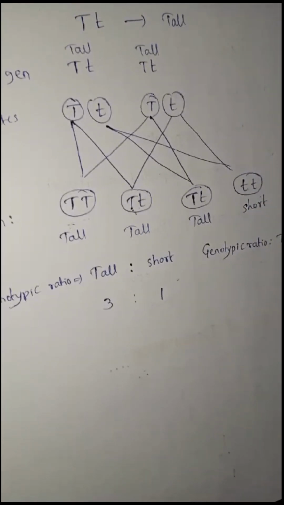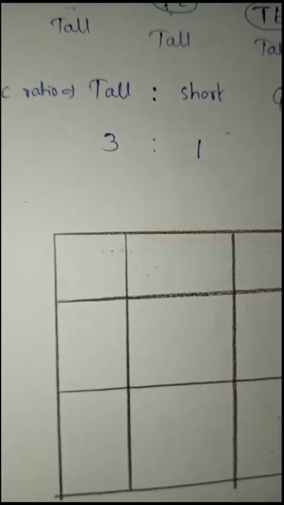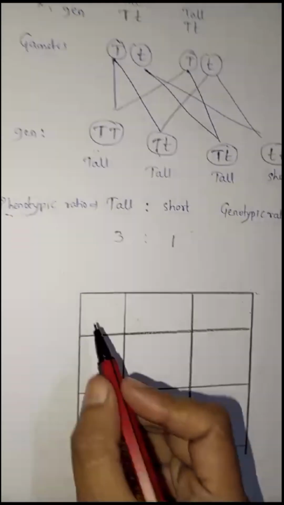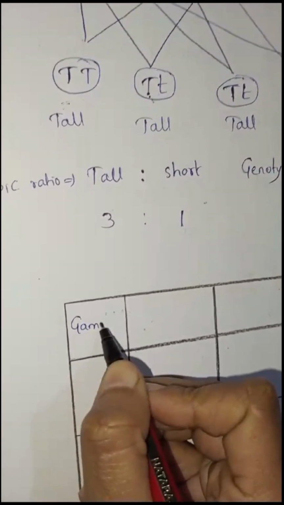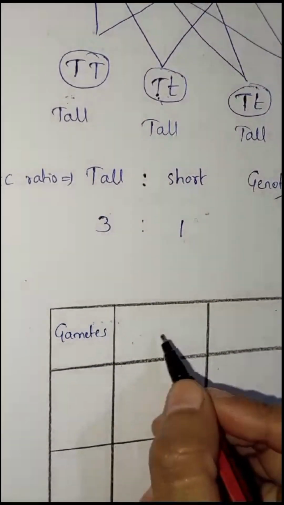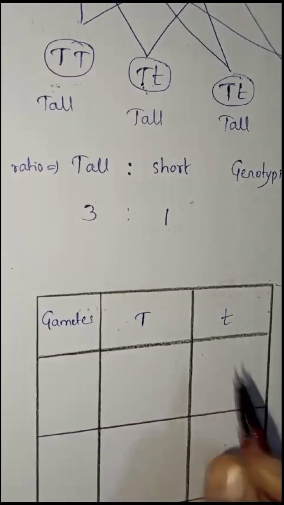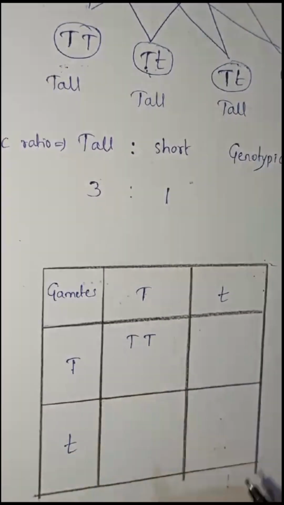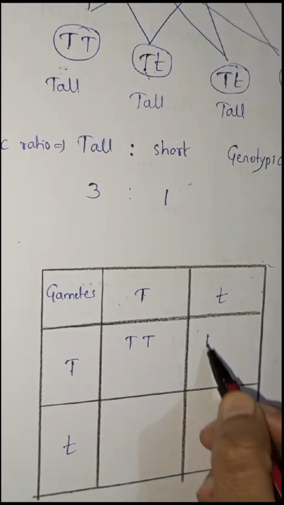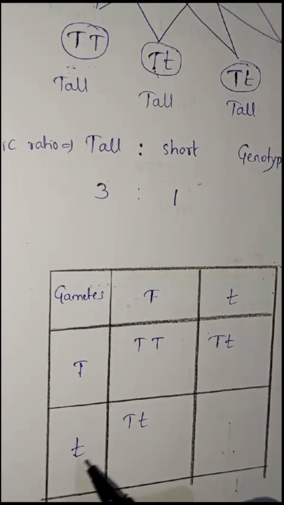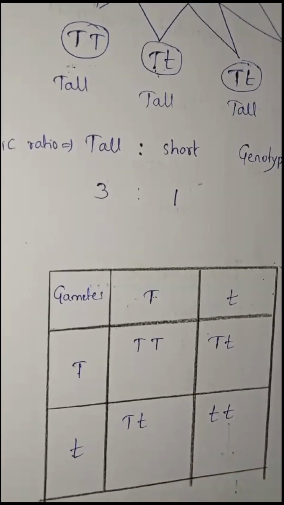And the second method is the Punnett table or checkerboard method. Here we write the gametes. The gametes we have in the F1 generation, capital T, small t, we write horizontally, and the same gametes we write vertically also, capital T and small t. Capital T with capital T gives TT. Capital T with small t gives Tt. Small t with capital T gives Tt. Small t with small t gives tt.